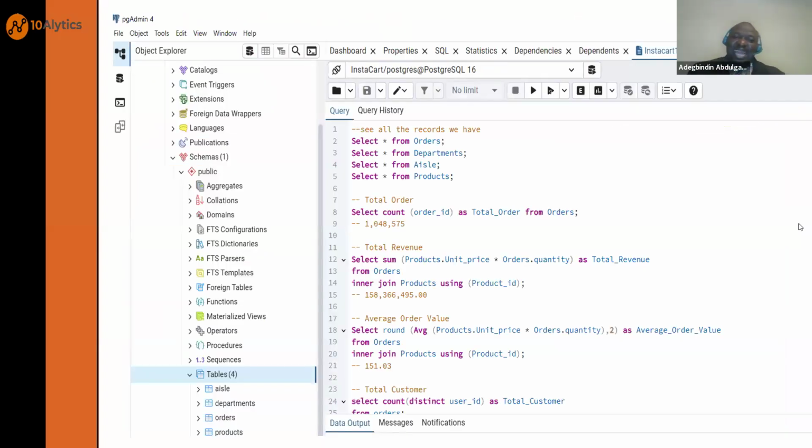Now, this is an extract of me writing SQL for that particular project. SQL, like I said, if you understand English, it says select asterisk. Asterisk in SQL means everything, all.